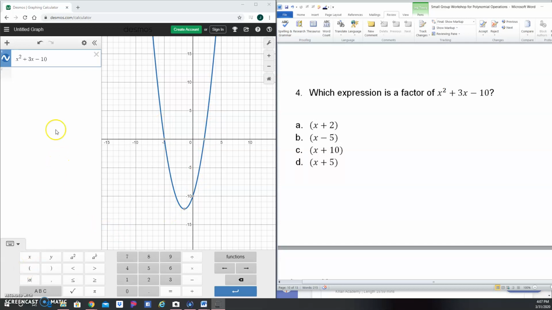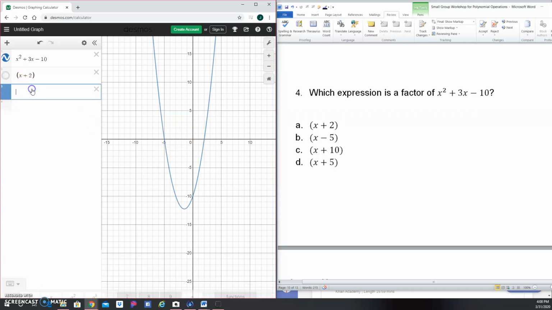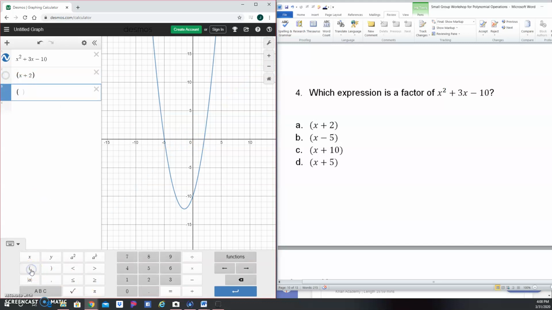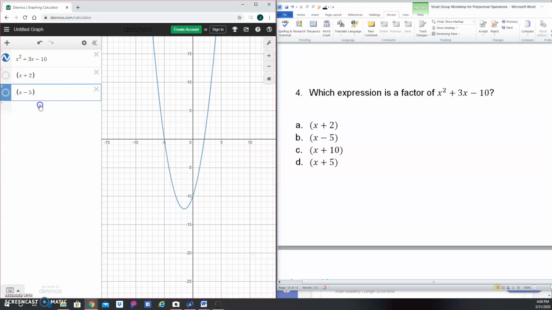Let us now plug in x plus 2. You can see the x-intercept here. It did not go through those x-intercepts, so that's not the right answer. So I'm turning that off. Let's go ahead and plug in letter B, which is x minus 5. Again, you see that x-intercept, it did not go through either of these two. So let me turn that off. That's not the right answer.